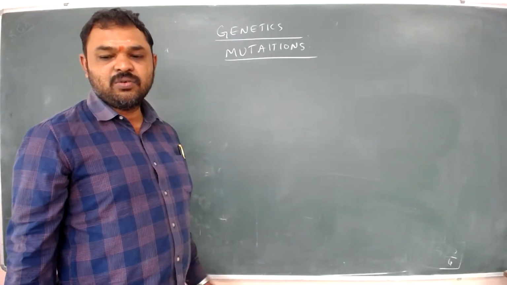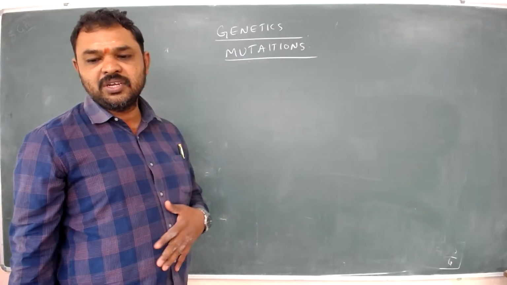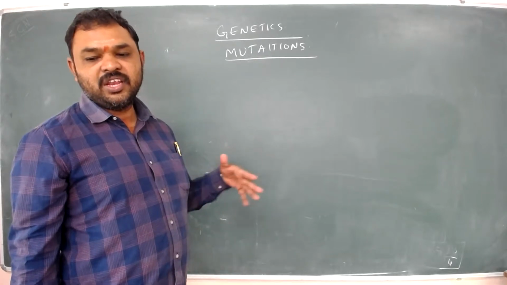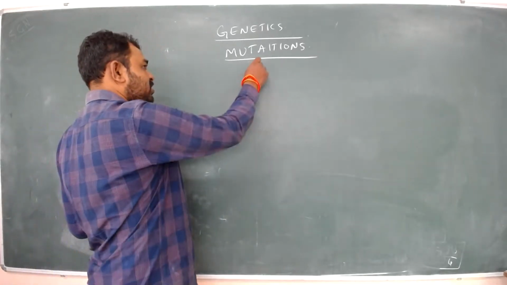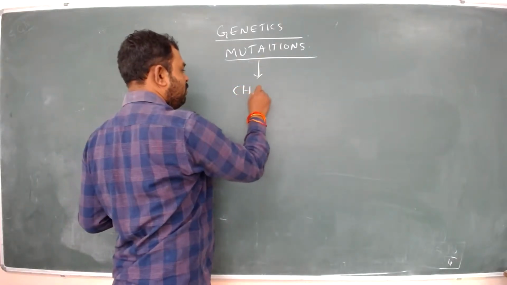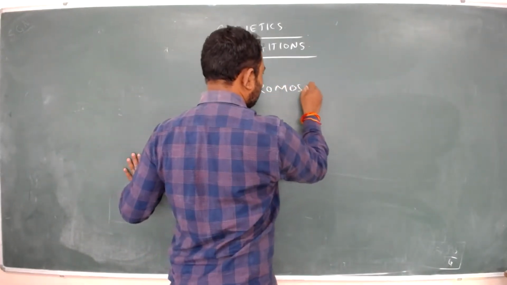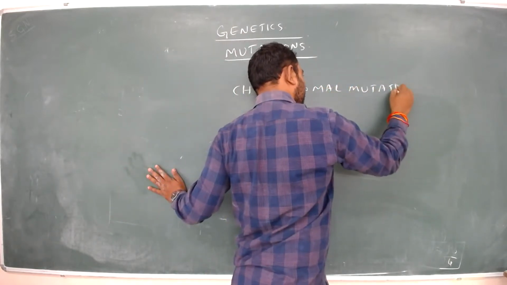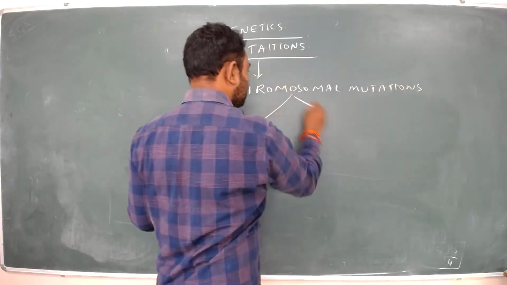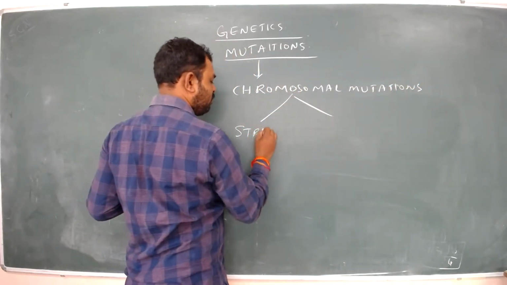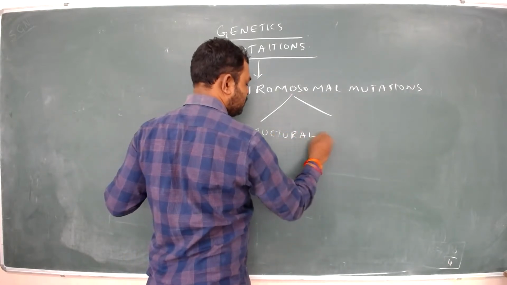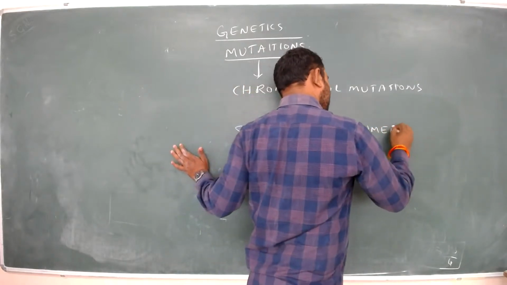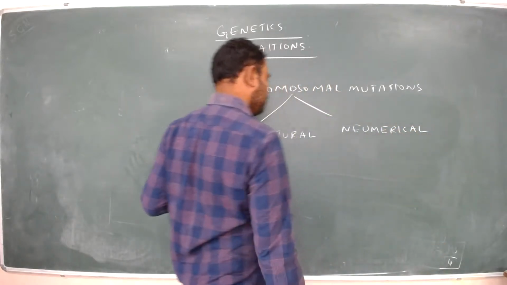In the last class, we discussed mutations: chromosomal structural mutation and numerical mutation. Under numerical mutation, we discussed aneuploidy. Here we discussed chromosomal mutations, which include chromosomal structural mutations and chromosomal numerical mutations.